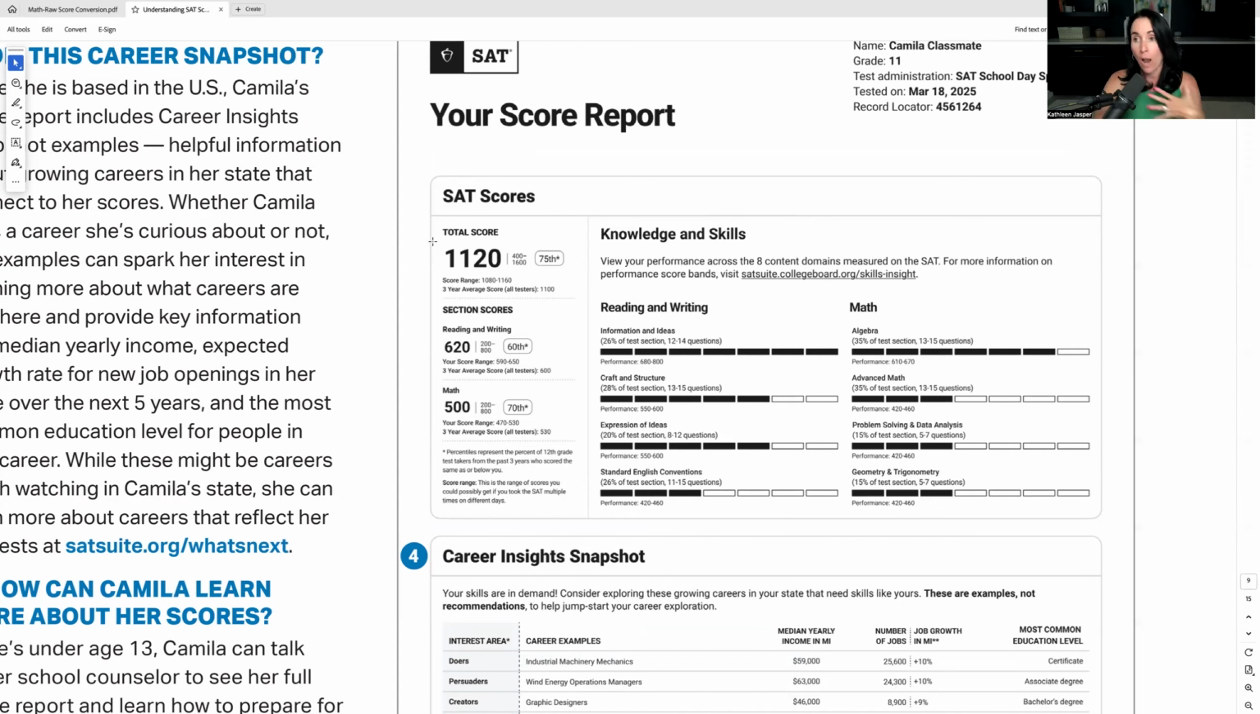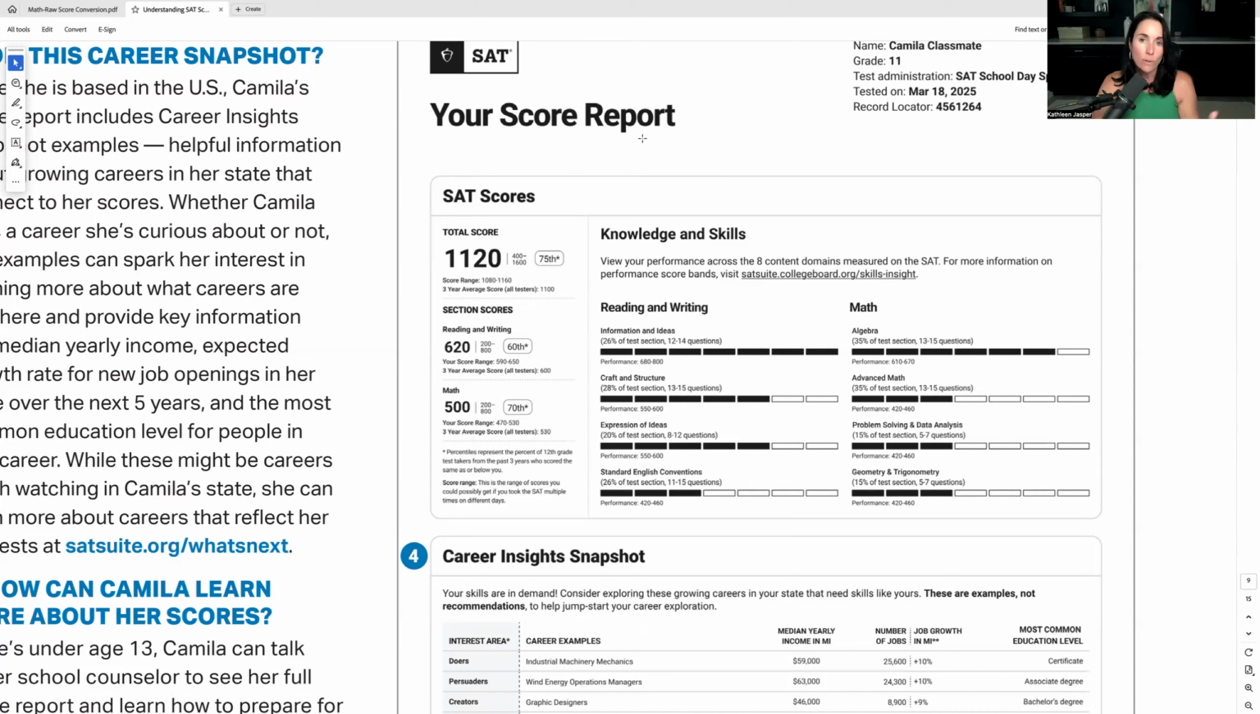Now, this is a pretty good score, I think. I think an 1120 is a really good score. You would be in the 75th percentile. What does that mean? Well, when you are in the 75th percentile, that means you scored at or above 75% of all the students who took it. So you're up there, right in the mid to top quarter of the test takers. That's just helpful to know where you are in terms of everybody who took the test.